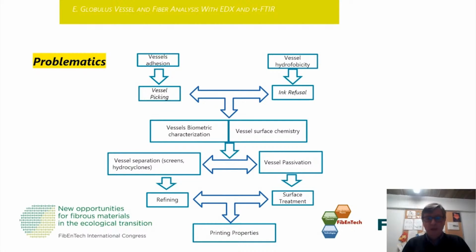Our general plan and strategy was first to measure vessel biometric characterization, then study the vessel surface chemistry. We also studied methodologies for vessel separation and devised strategies for vessel passivation, conjugated with mechanical treatment called refining, and also surface treatment, chemical and enzymatic. And those strategies must improve printing properties in terms of vessel picking and ink refusal.